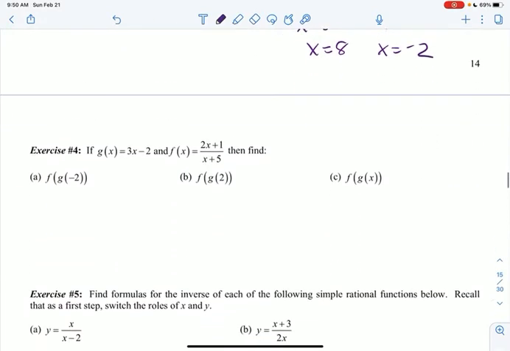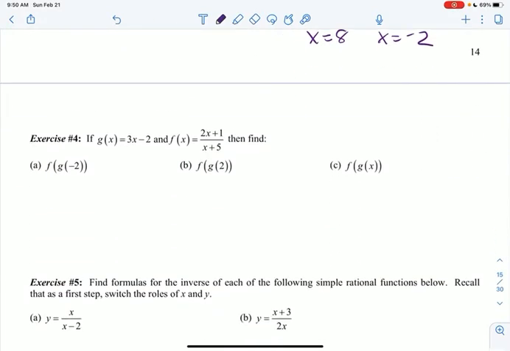g of x equals 3x minus 2 and f of x equals (2x plus 1) over (x plus 5). Find f of g of negative 2. So basically we've done the composition. I'm going to do g of negative 2. So I'm putting in negative 2 in the g function. So that's negative 6 minus 2, which is negative 8. And then I'm going to do f of negative 8.